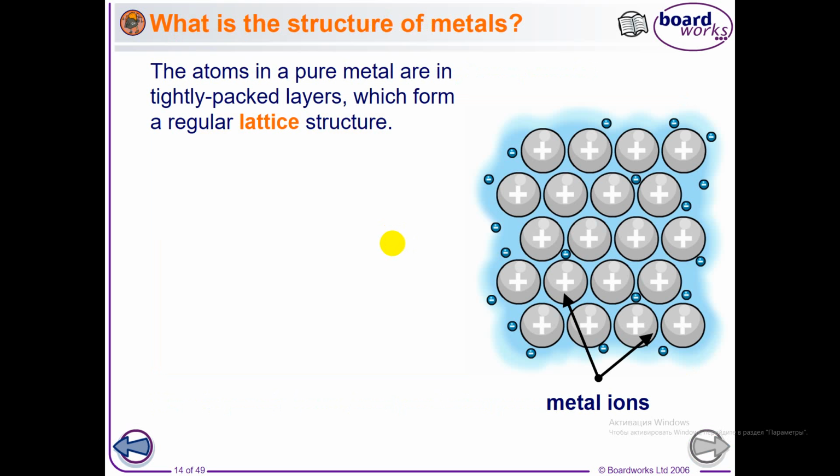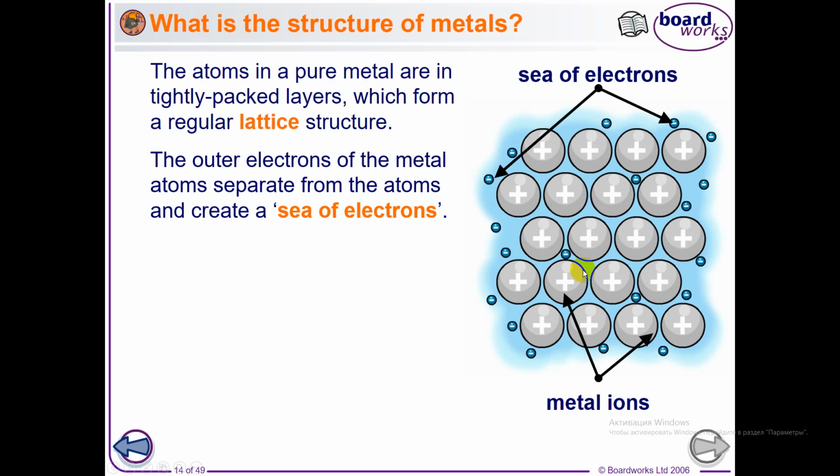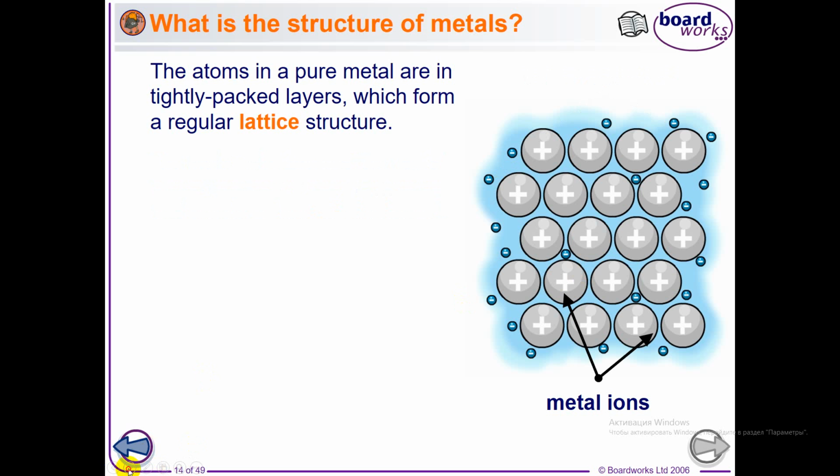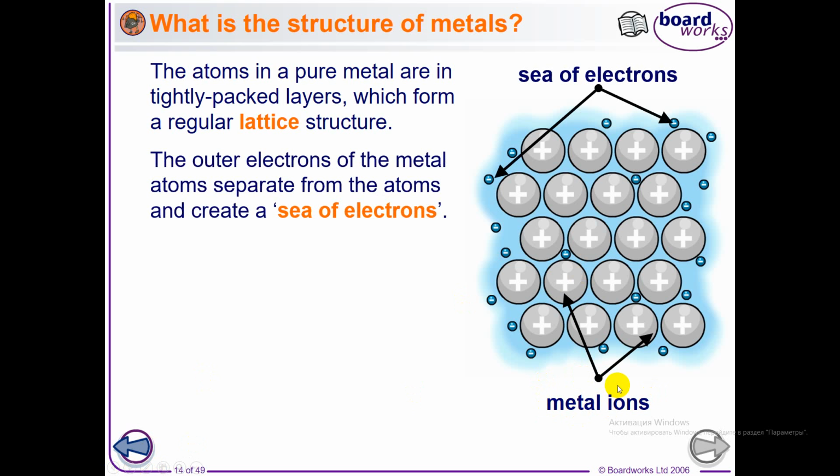And about the structure of metals. What is the structure of metals? The atoms in a pure metal are in tightly packed layers, which form a regular lattice structure. And the outer electrons of the metal atoms separate from the atom and create a sea of electrons.